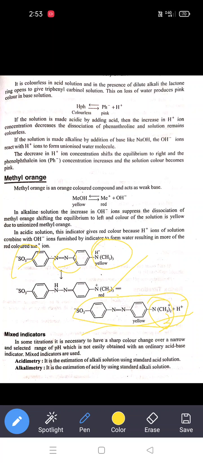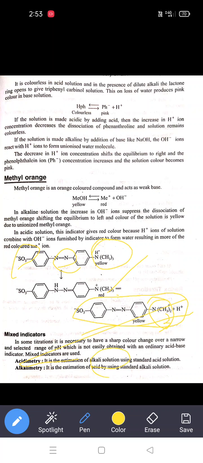So this is acidimetry and alkalimetry. Generally we have two types of acid base titration: one is acidimetry and the second one is alkalimetry. In acidimetry we know the concentration of base, but we don't know the concentration of acid. In acidimetry it is the estimation of alkali solution.